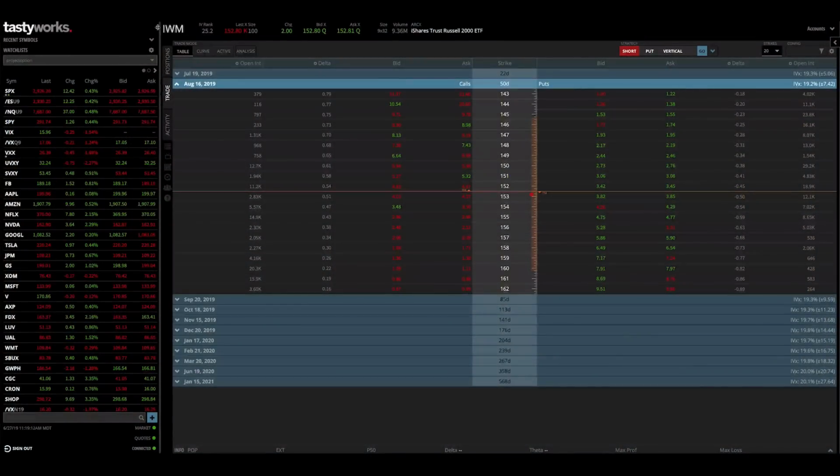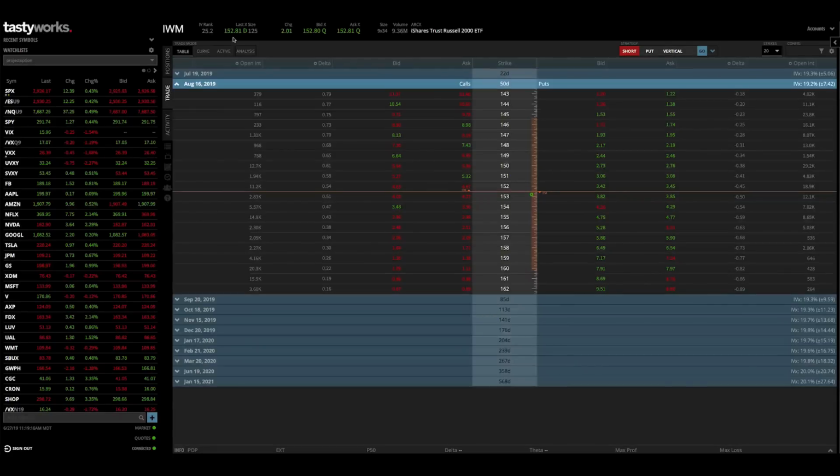Next, I'll walk through different setups when selecting strike prices for credit spreads. Again, I'm going to use the Tastyworks desktop trading platform so you can see these concepts in real time and with real credit spreads.